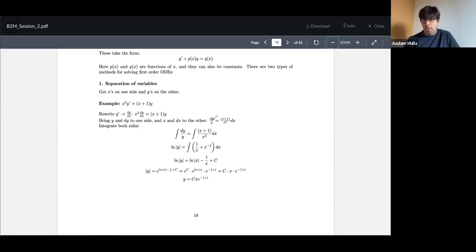Integrate both sides because now we've got a dy and a dx. You integrate both sides, the dy's go away, and you integrate 1 over y to get ln of y. Integrate x plus 1 over x squared. You can do this by splitting up the fraction, right? x plus 1 over x squared is x over x squared, which is 1 over x, plus 1 over x squared, which is x to the negative 2. Integrate, do the algebra. We won't review that here.